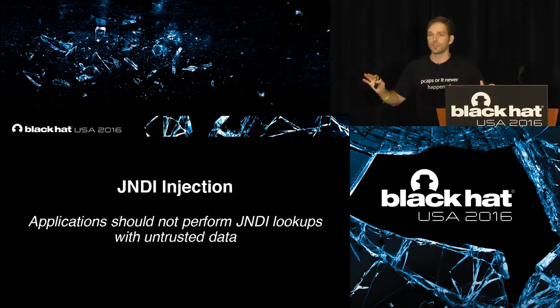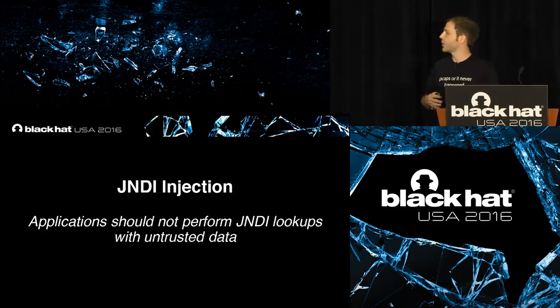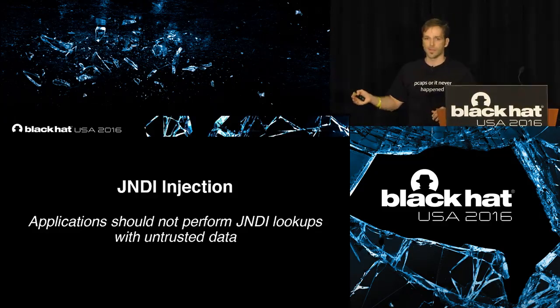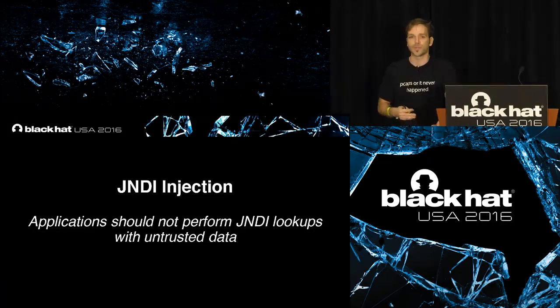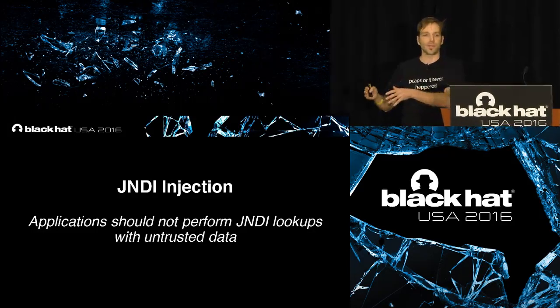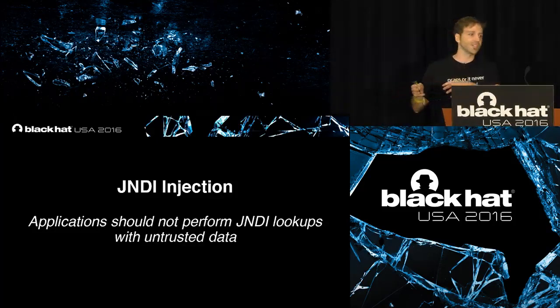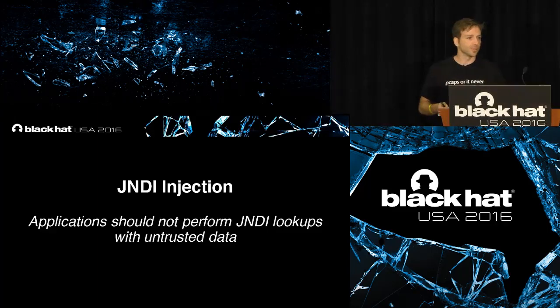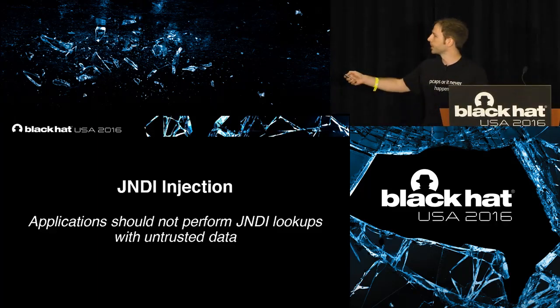So that's the introduction to JNDI, and now we're going to see the two new types of vulnerabilities. The first one being JNDI injection. That is simply an input validation vulnerability where developers are actually taking untrusted data into a JNDI lookup method. And if that's the case, the attackers may be able to gain remote code execution.